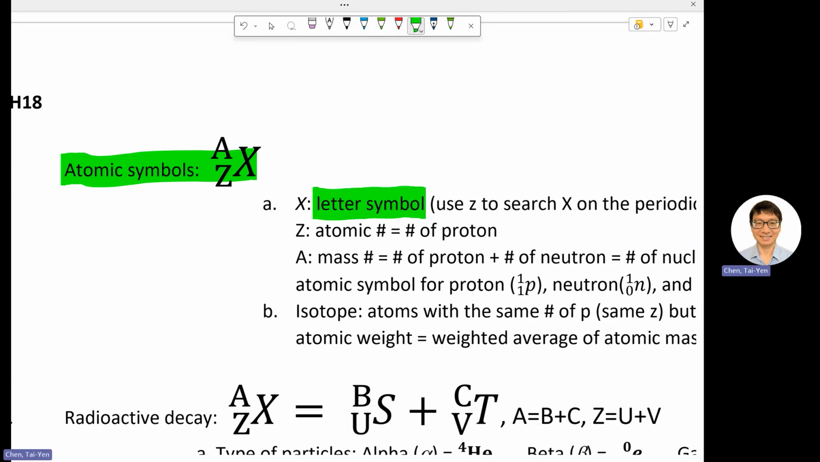Z is the atomic number or the proton number, the number of protons. The A is the total mass number, which is the sum of protons and neutrons. So the basic idea is that the nucleus is made out of protons and neutrons, surrounded by a bunch of electrons. So how do you actually use this?